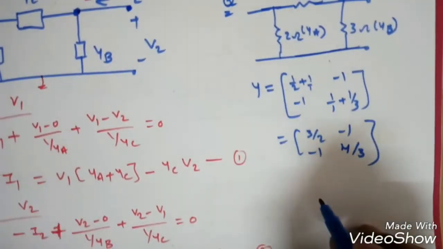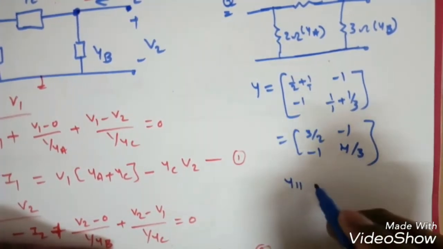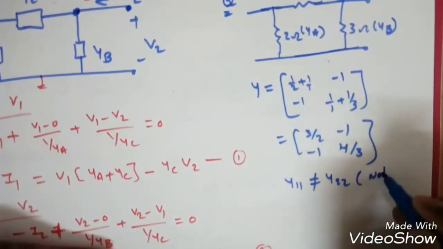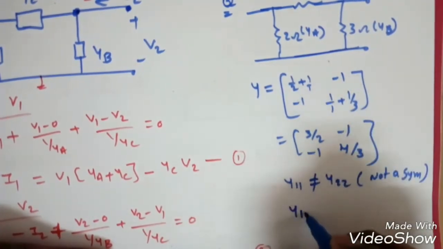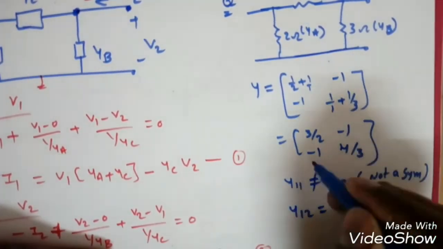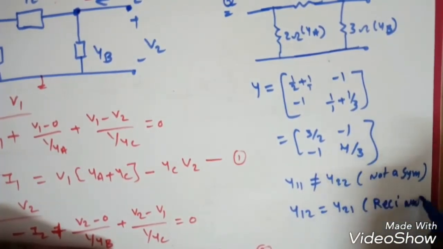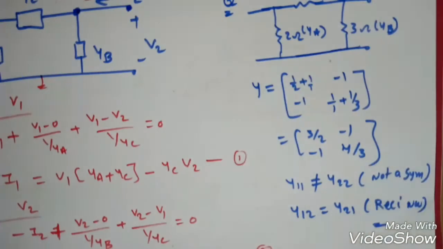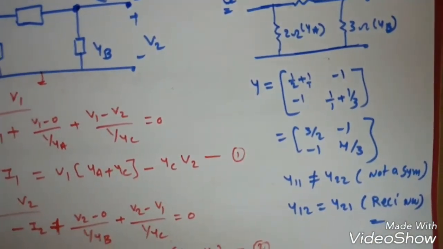Now about symmetrical network: y11 is 3 by 2, but y22 is 4 by 3, so y11 is not equal to y22, so it is not symmetrical. Similarly, y12 is equal to y21, because minus 1 and minus 1 are both equal, so it is a reciprocal network, right? So this is how to find the y parameters. Next we will see the g parameter, hybrid parameter.